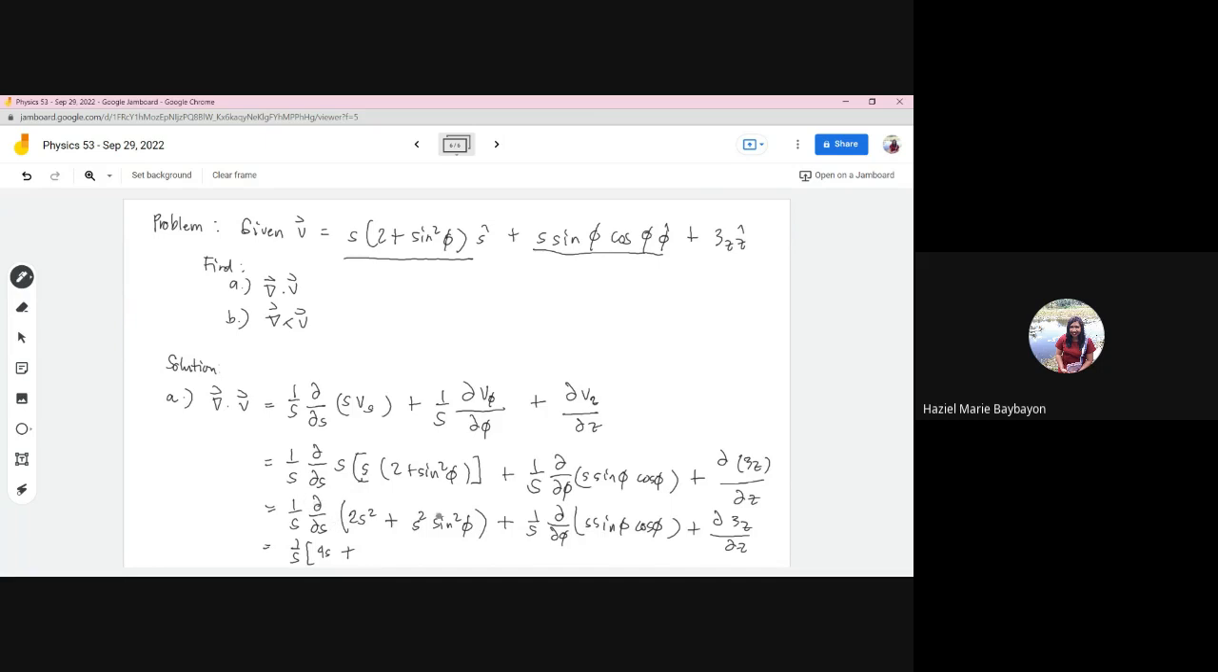Since this is a partial derivative, we can consider this as constant. So you have s squared, you have sine squared phi. This is the constant. I-copy lang siya na to. Tapos, the derivative of s squared is 2s, right? Okay, so you have 4s plus 2s sine squared phi.